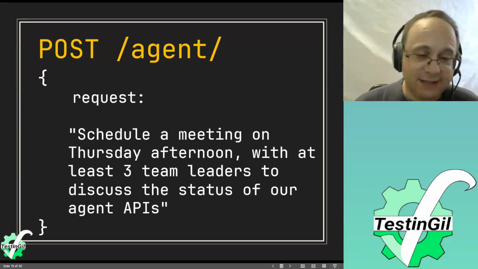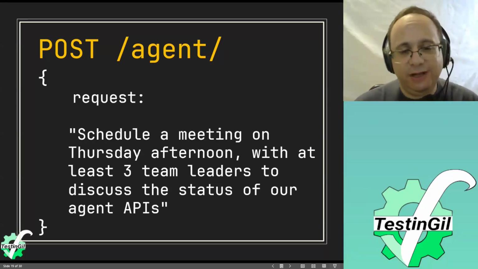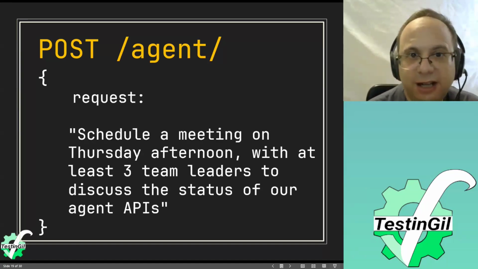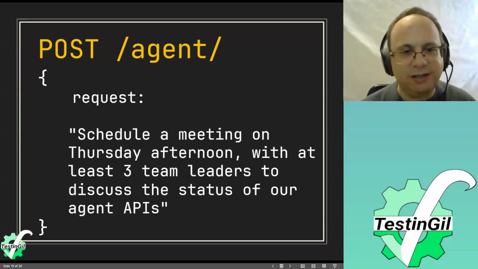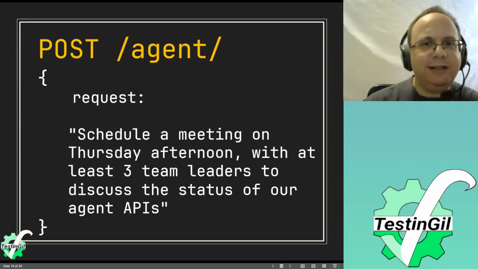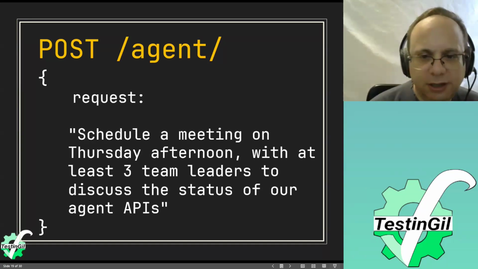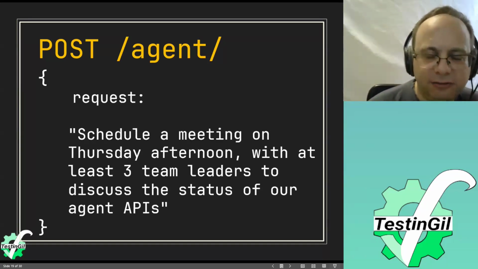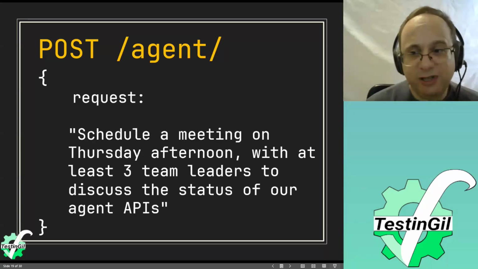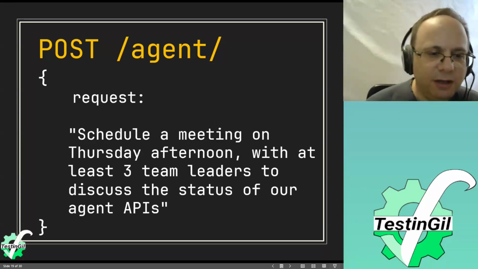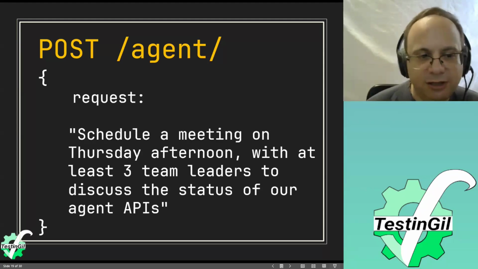So this is an interface. What you're seeing on the screen is a sort of API that will tell an LLM agent, a large language model, to take this text, and this text will be translated somehow into a meeting, right? So it's an interface, and it's a very interesting interface because it's not deterministic. It will not give you the same results every time. It is open for interpretation.